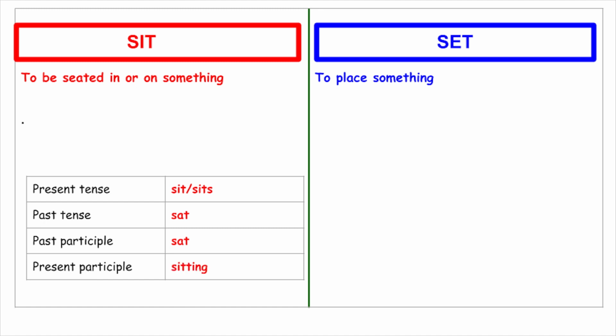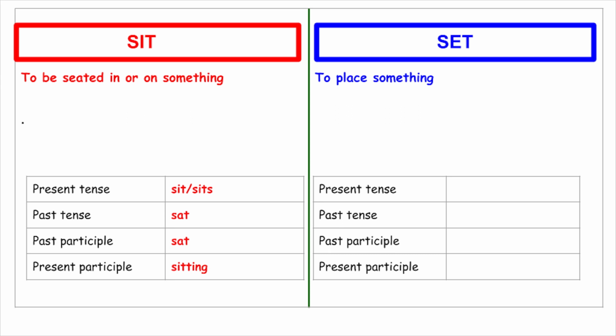Here are the verb forms of set. It is an irregular verb. The present tense is set. The past tense is set. The past participle is set. And the present participle is setting.